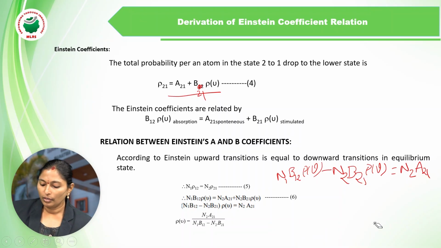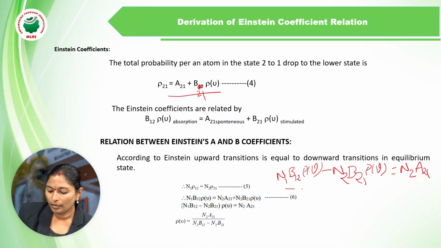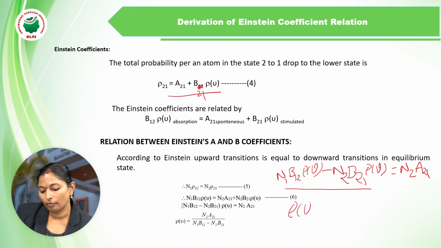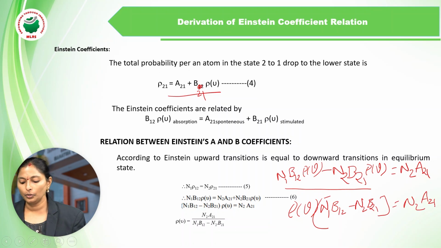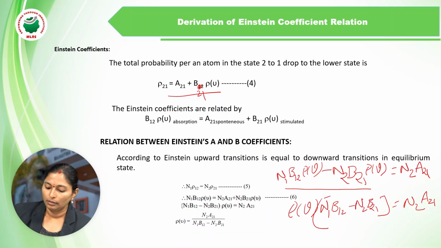What will we take here? From this side, we are going to take rho nu as common. Rho nu common, N1 B12 minus N2 B21, that is equal to N2 A21. Okay, and next step.